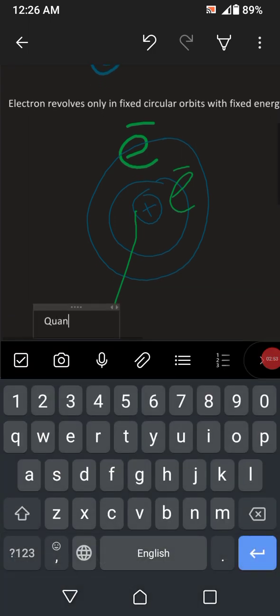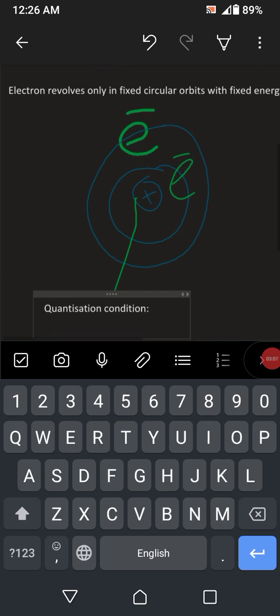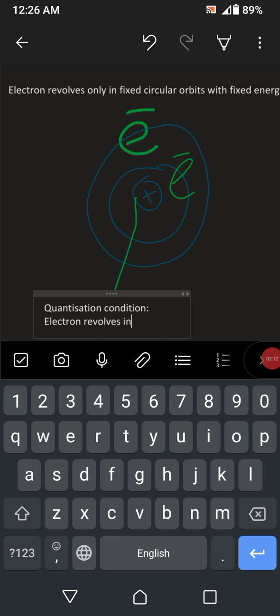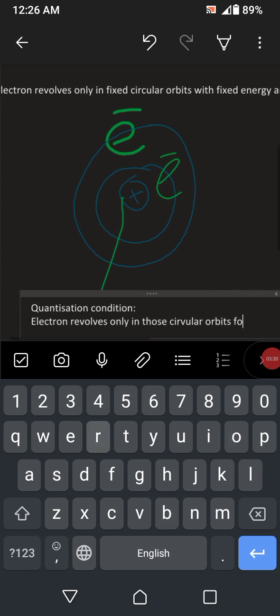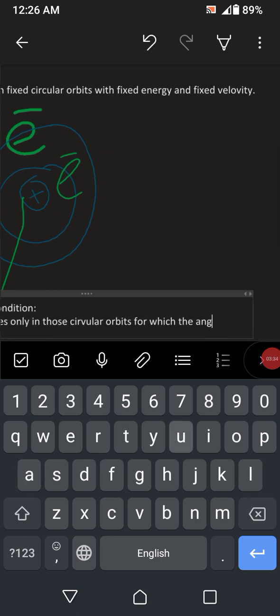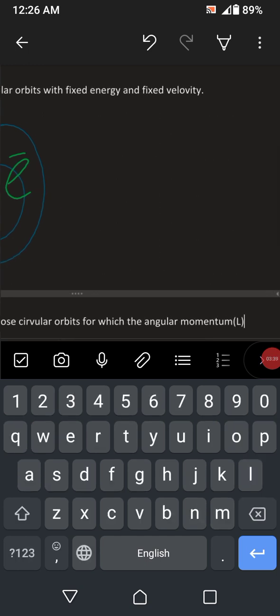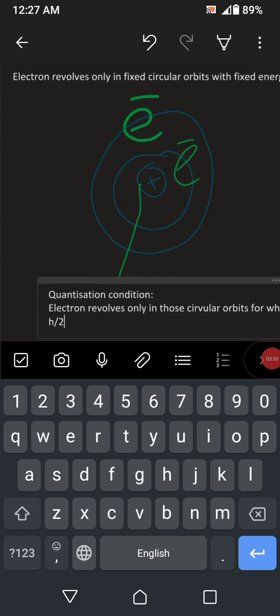Then, at this point, he gave the concept of the quantization condition. So what he said is that an electron revolves only in those circular orbits for which the angular momentum is an integral multiple of h by 2 pi. What is this? Let me explain. An electron revolves only in those circular orbits for which the angular momentum, which we have discussed in physics, is an integral multiple of h by 2 pi.